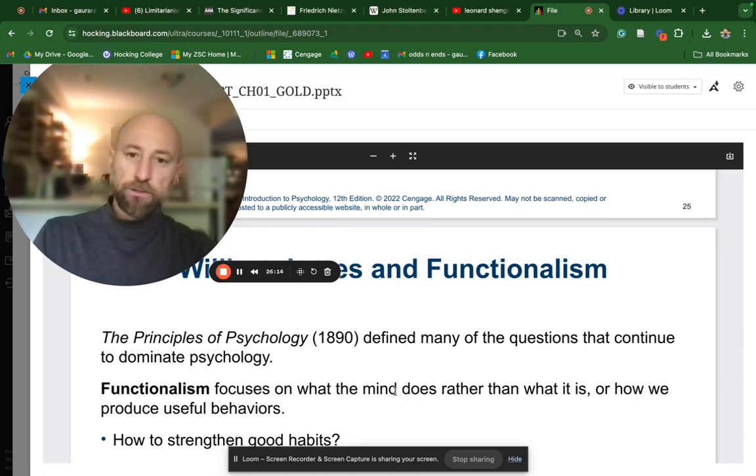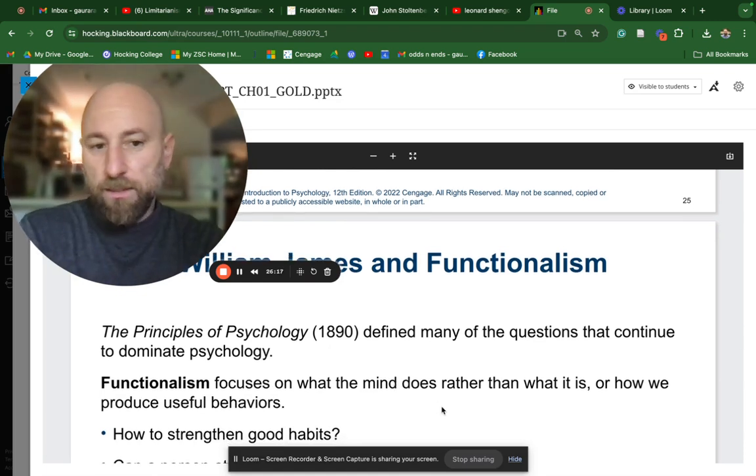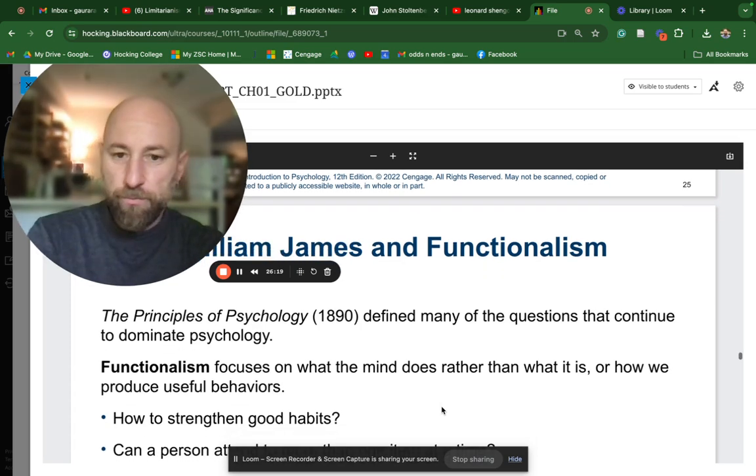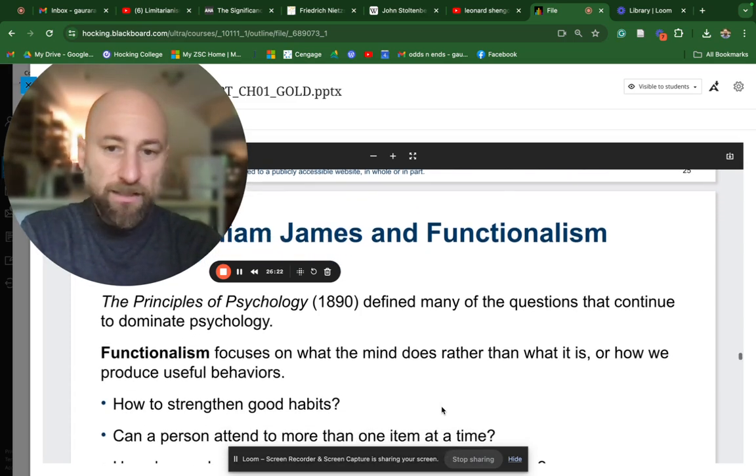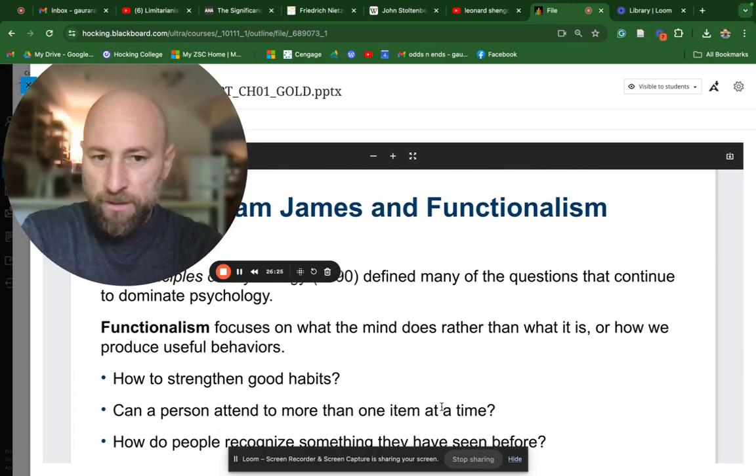And with functionalism, we focus on what the mind does rather than what it is or how we produce useful behaviors. He was trying to just figure out what are the basic functions of the mind. And this is kind of, in some ways, a little bit of an evolutionary approach.